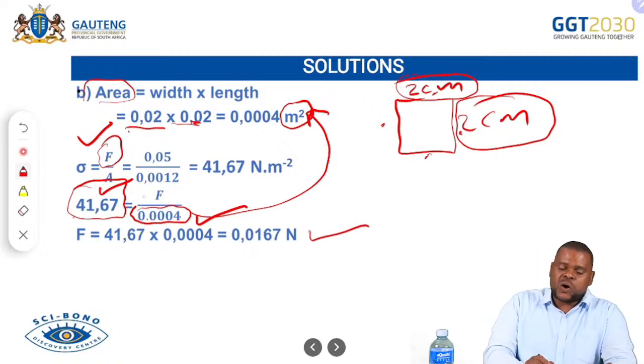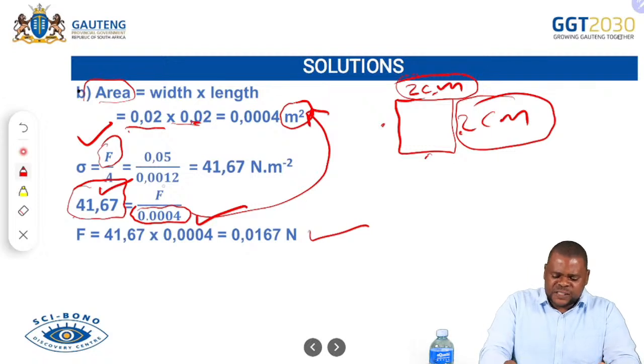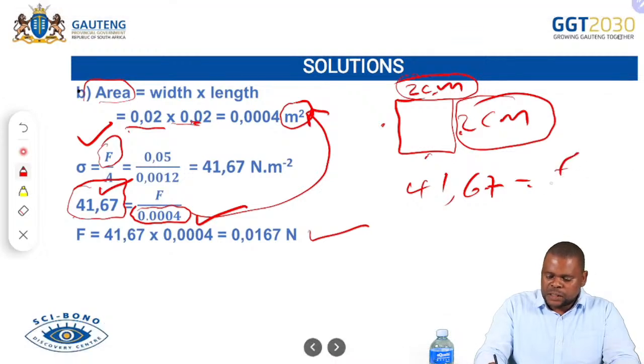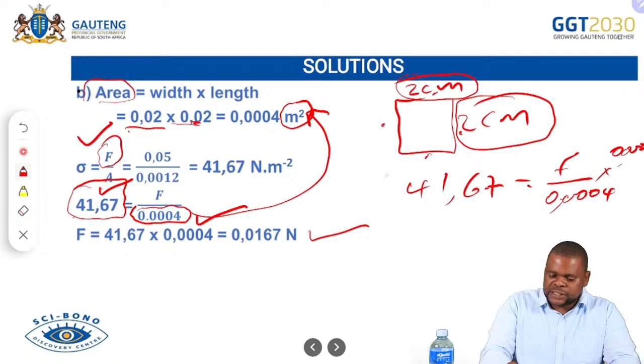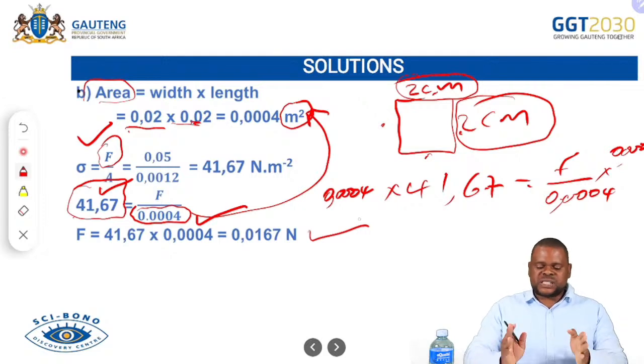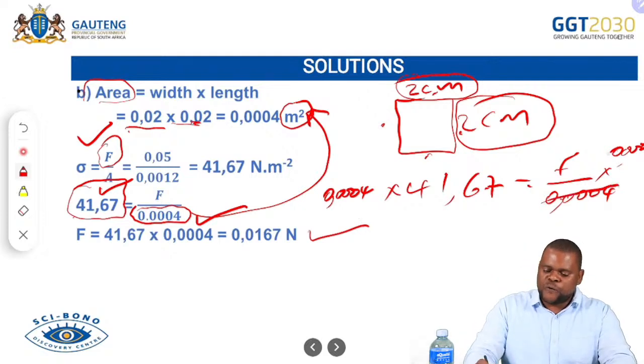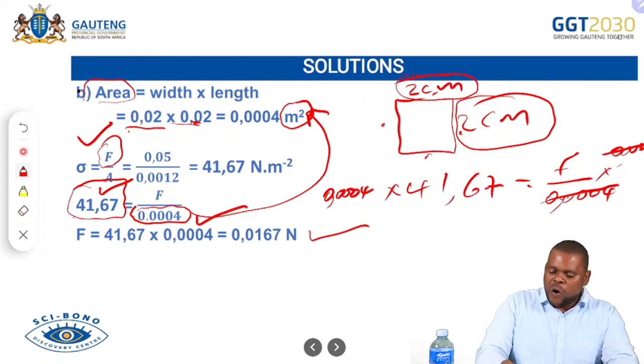We can make F, the force, the subject of the formula. How do we make F the subject of the formula? We just multiply both sides by 0.0004. We say 41.67 is equal to F divided by 0.0004. Then we multiply by 0.0004 on this side and multiply by 0.0004 on this side. Remember, what you do on the left, you must also do on the right. We multiply both sides by 0.0004. Then this 0.0004 will cancel this one, and on the right we are left with F.